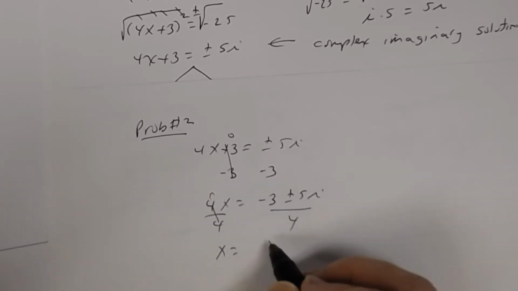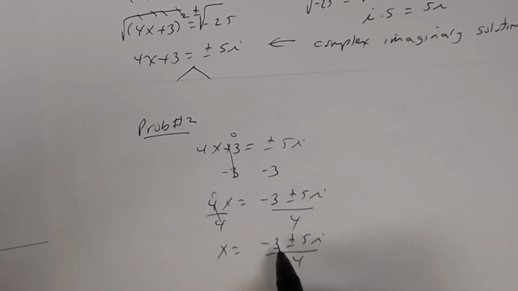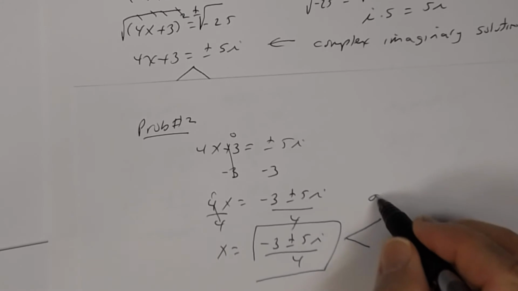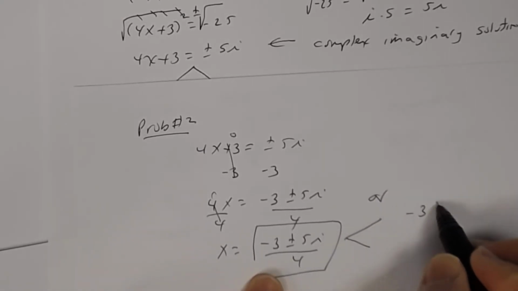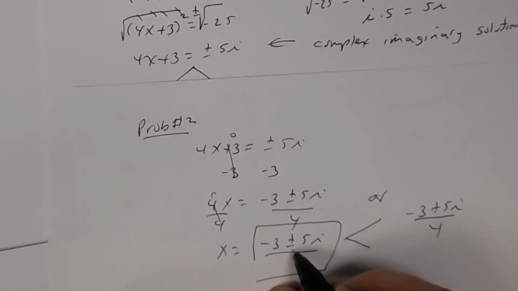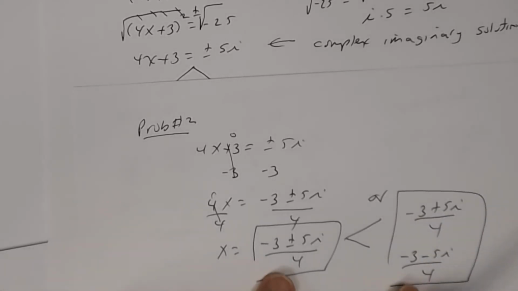That's your answer. You have your 2 solutions: negative 3 plus or minus 5i, all over 4. So you can write it like this, or if you want to, you can do like we just did a while ago. You can say negative 3 plus 5i divided by 4, or negative 3 minus 5i divided by 4. Either one of those is fine. So that was problem number 2.